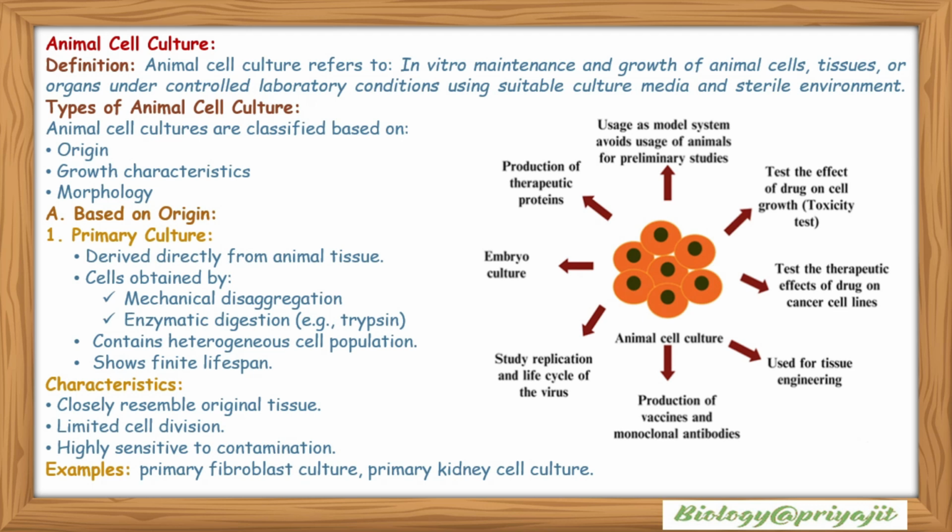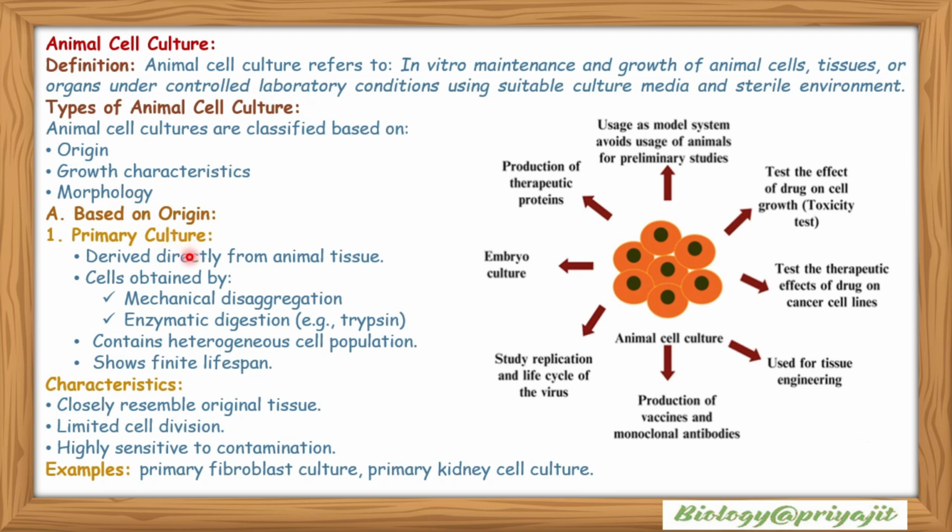So, what is animal cell culture? Animal cell culture basically refers to in vitro maintenance and growth of animal cells, tissues or organs under controlled laboratory conditions using suitable culture media and sterile environment. Types of animal cell culture. Animal cell cultures are classified based on origin, growth characteristics, and morphology.